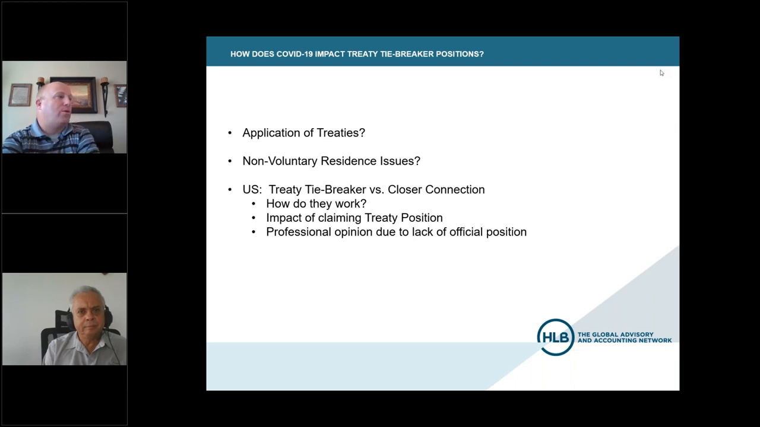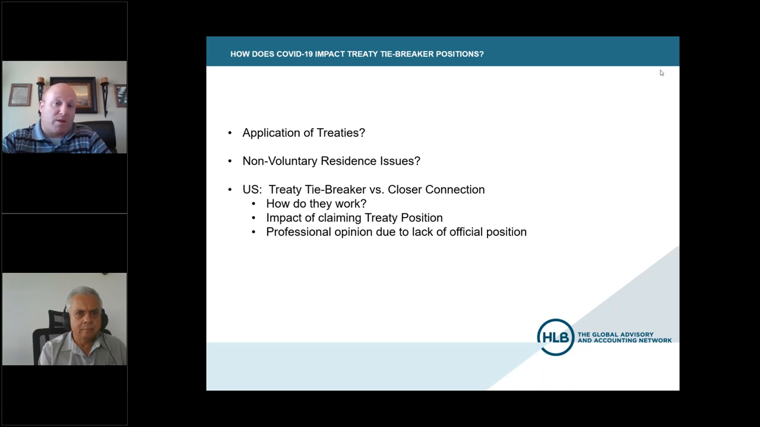Yeah, I'd be happy to. So really, the treaty issue is there for when you have a situation where you have two countries where you establish residency and you're considered a resident in both countries. That's why the treaty article, typically Article 4 of the treaty, is usually called the treaty tiebreaker. And in today's day and age with COVID, you can very easily see where people can be considered residents of two different countries, especially if you have two different countries that factor in physical presence.